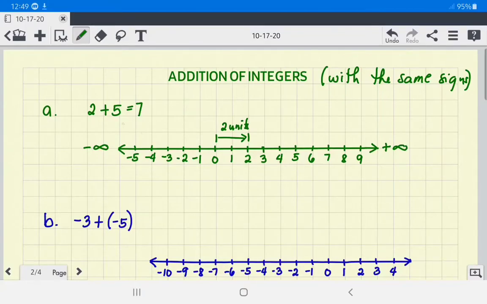The next is plus 5. From 2, you're going to move 5 units. So up to here: 1, 2, 3, 4, and then 5. So this is 5 units. So the result is positive 7. That's it.